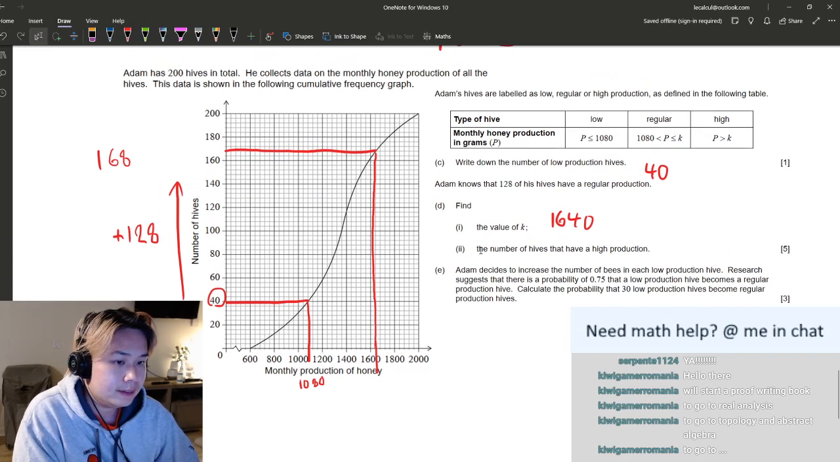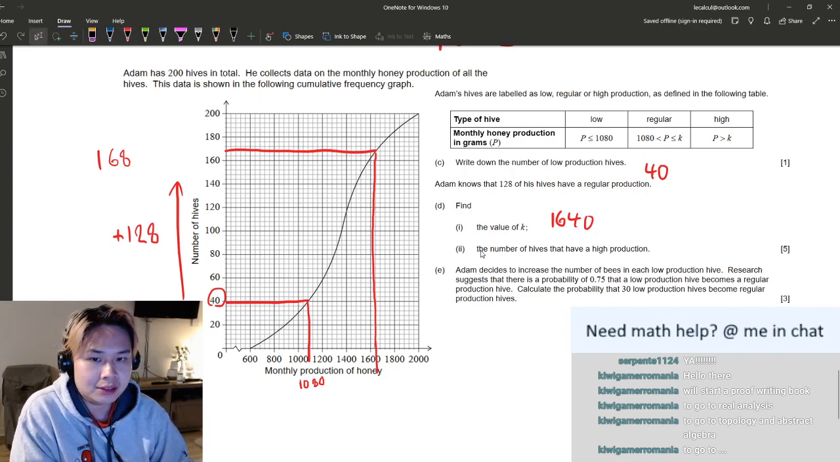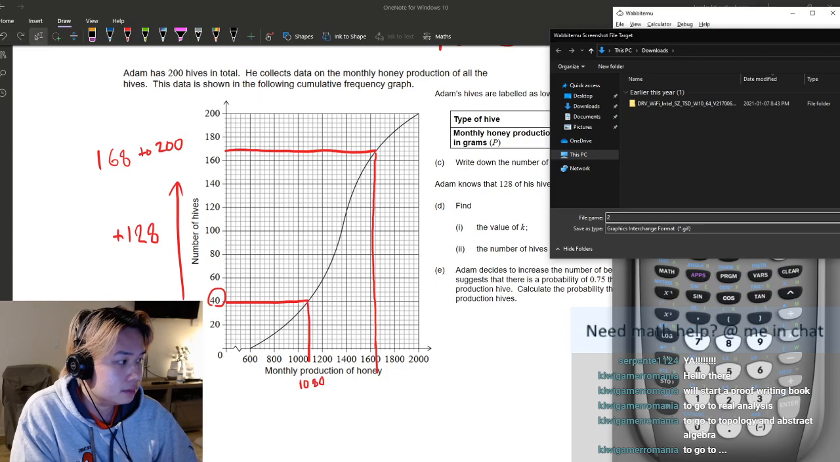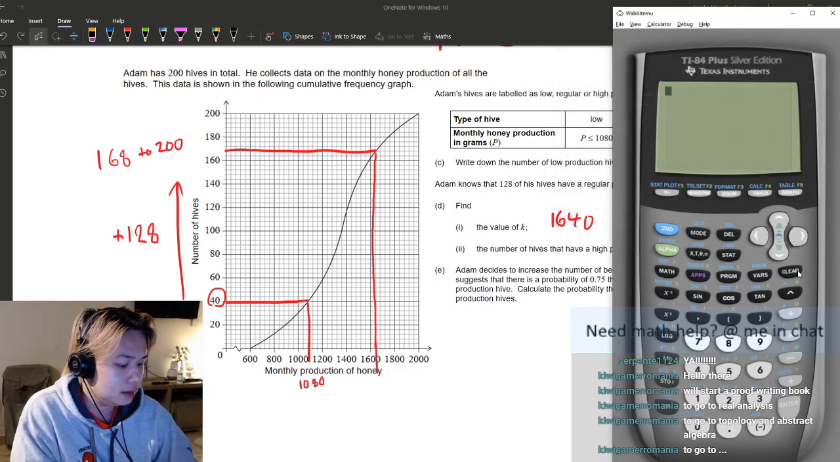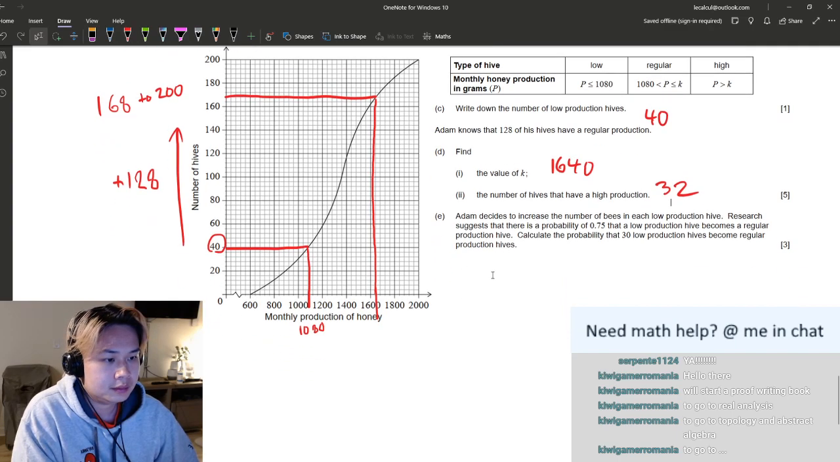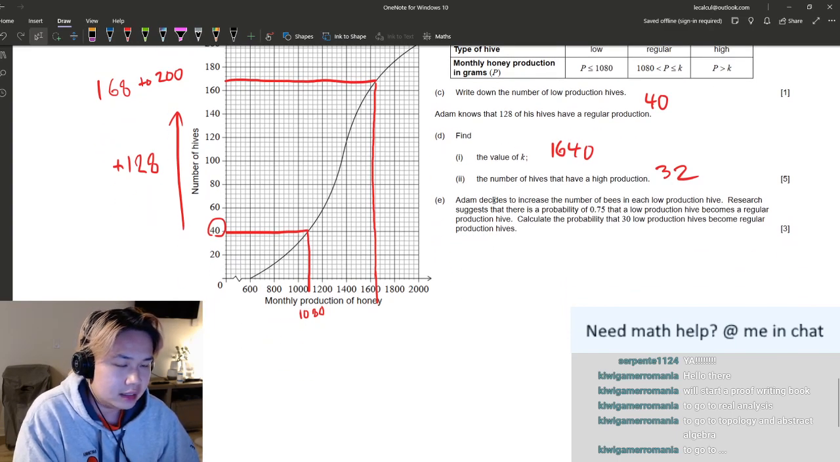And then find the number of hives that are in high production. So that is from 168 to 200. So let's see, 200 hives, which is the total amount of hives, minus 168 hives that are not high production, so 32 are high production. Okay. Then let's see, he decides to increase the number of bees in the low production hive.